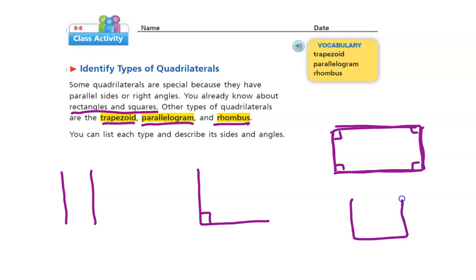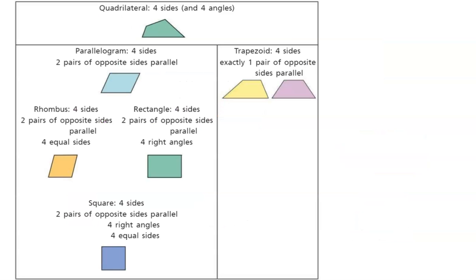Well, the same is actually true for a square. It's got all the things that I just mentioned, except the thing that it also has is that all four sides are the same length, and that's really important to know as well. Okay, so let's dive into trapezoid, parallelogram, and rhombus also.